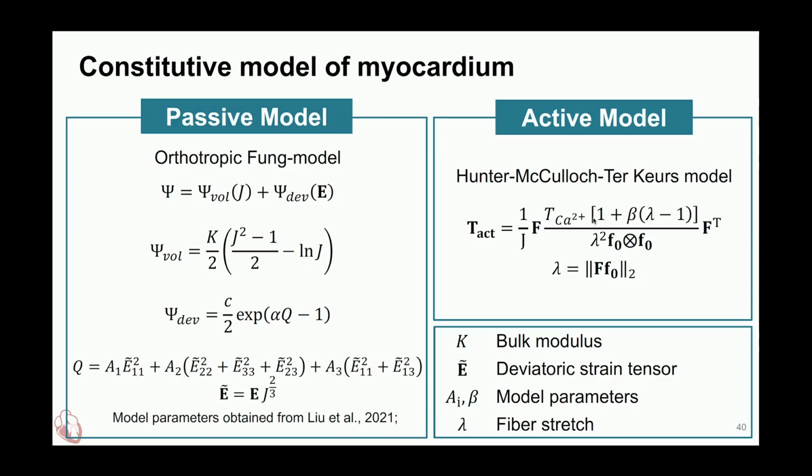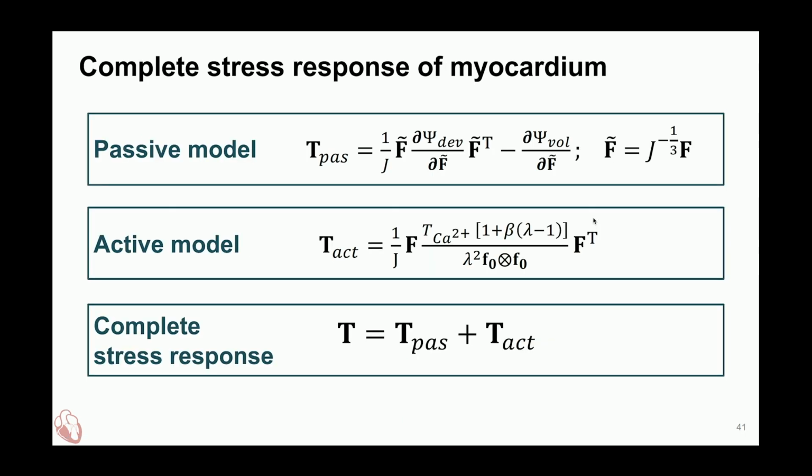Okay, just for your information, it's an orthotropic Fung type model. This is all pretty standard hyperelastic stuff. This is the Hunter-McCulloch-ter Keurs model, which is a very standard phenomenological model for muscle fiber contraction that includes a prescribed, it's based on the calcium, but it's a fiber force level, and then this term here modulates the amount of force based on the fiber stretch to capture that response. Everything else is pretty standard, nothing new here. Again, we have a passive model, we have an active model, and then we add them up. So this is pretty standard.